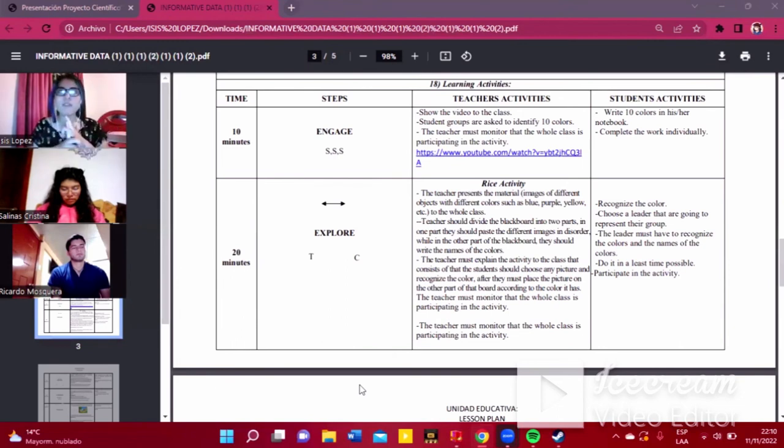Second, they have to choose one leader per column, and that leader has to recognize the colors and the names of the colors. And finally, the winner is the leader who does the activity in the least time possible.